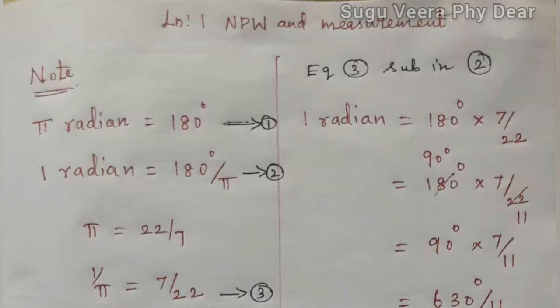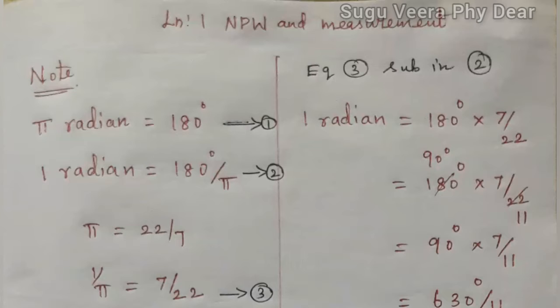Pi radian is equal to 180 degrees. This is equation number 1. So 1 radian is equal to 180 degrees divided by pi. This is equation number 2. Already we know pi equals 3.14 or 22 divided by 7. Pi equals 22 divided by 7, so the reciprocal of pi is 7 divided by 22. This is equation number 3.